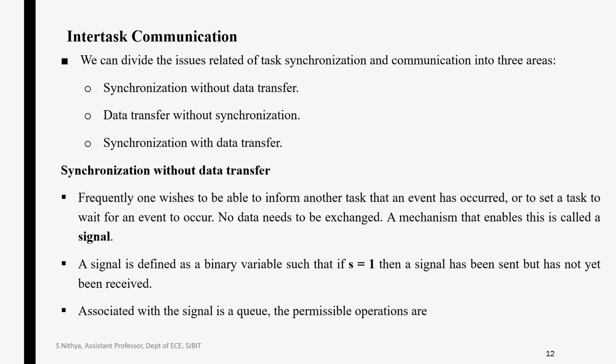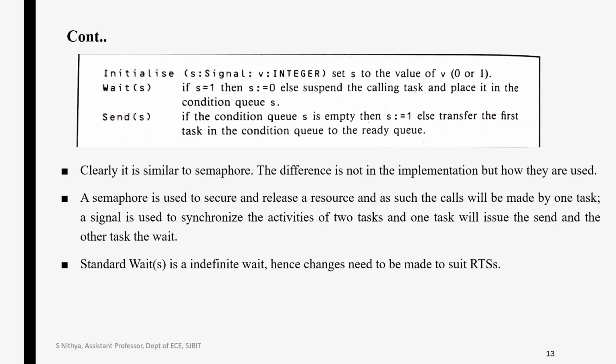Associated with the signal is a queue, and permitted operations are required: initialize, wait and send. Initialize is nothing but initializing the signal value to 0. Wait: when S equals 1, then S is set to 0; otherwise it will suspend the calling task and place it into the condition queue. Send: if the condition queue is empty, then S equals 1, else transfer the first task in the condition queue to the ready queue.